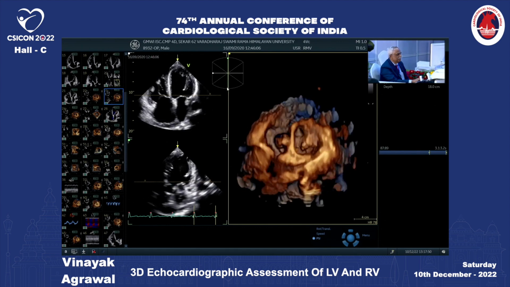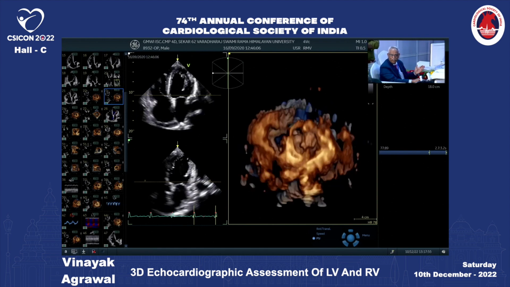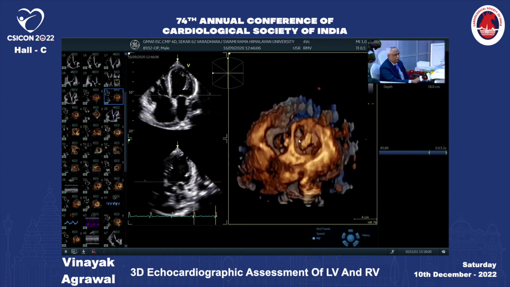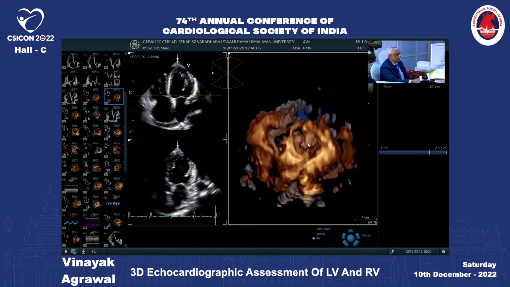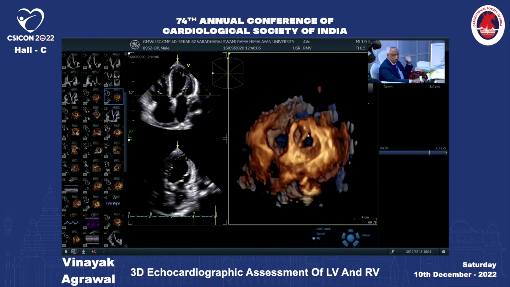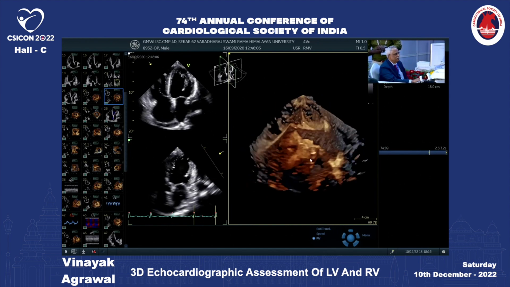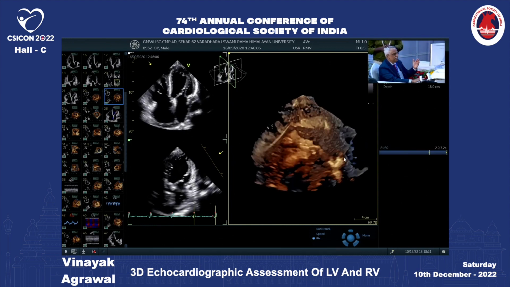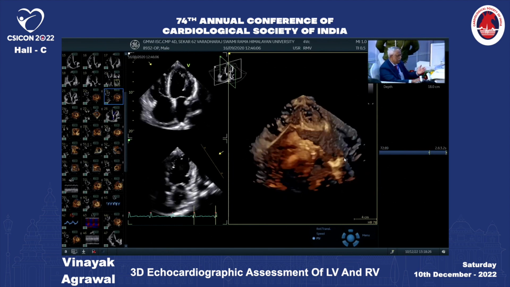So first thing is get the apical four-chamber view, go to the multi-slice and see whether the entire left ventricle is being captured. Then go to the three-dimensional echocardiogram and get the multi-beat acquisition of the entire heart. This is actually a section of it. If you want, you can see the pyramid. This is the entire pyramid which contains the entire heart. You can cut it in whichever way you want. You can cut and remove the anterior portion alone.